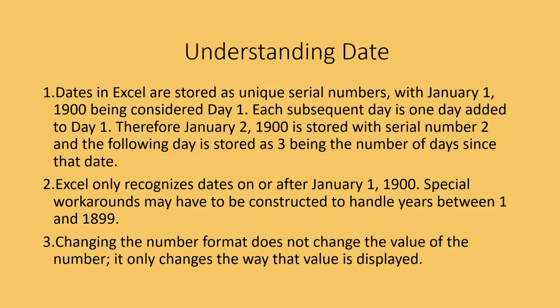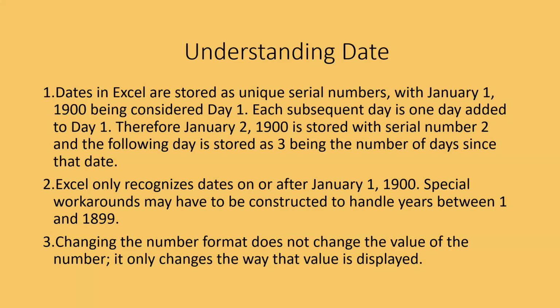January 1st, 1900 being considered day one. So if you're using Excel and then the dates, the year 1st January 1900 is considered one in Excel. Each subsequent day is one day added to day one. For example, January 2, 1900 will be considered as 2. So therefore, January 2, 1900 is stored as serial number 2.